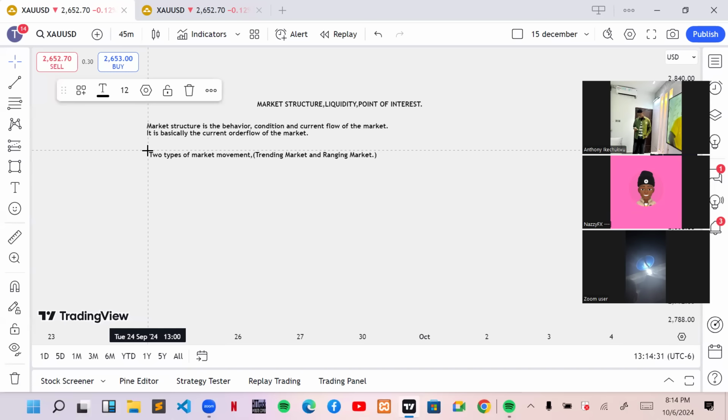So market structure is the behavior, the condition, and the current flow of the market. It's basically the current order flow of the market. And there are two types of market movements: a trending market and a ranging market. For the trending market, there are two types, which are the uptrend and the downtrend.